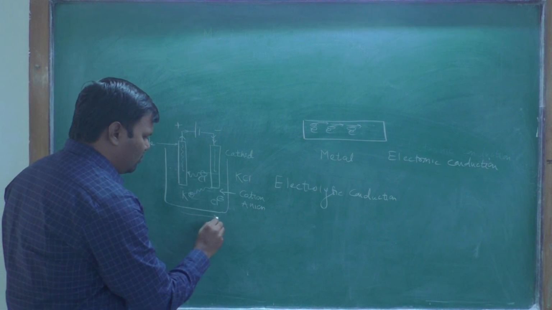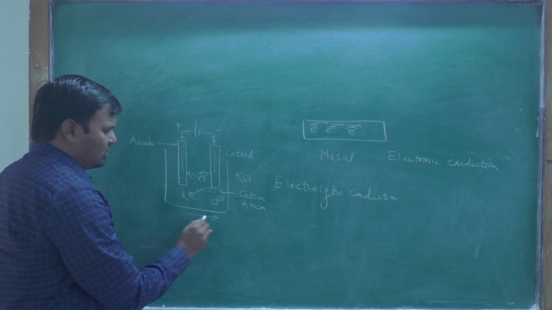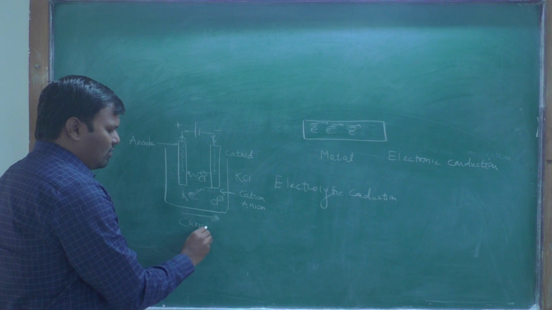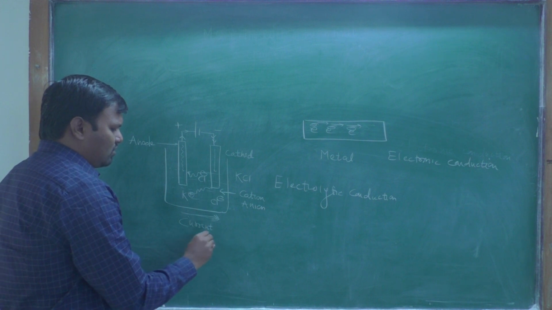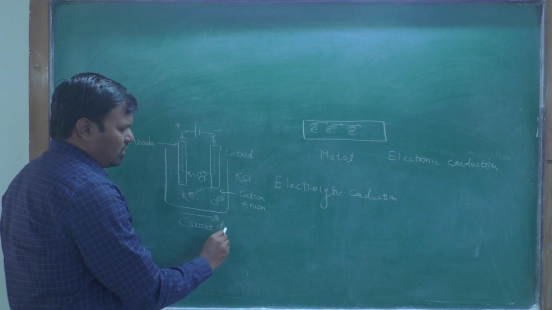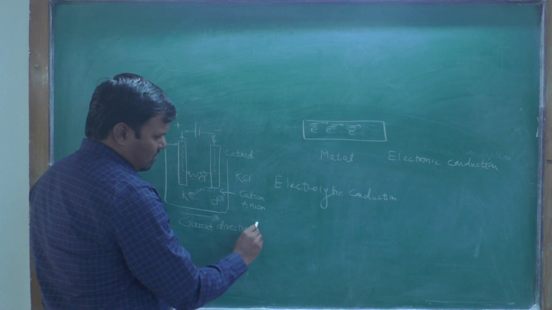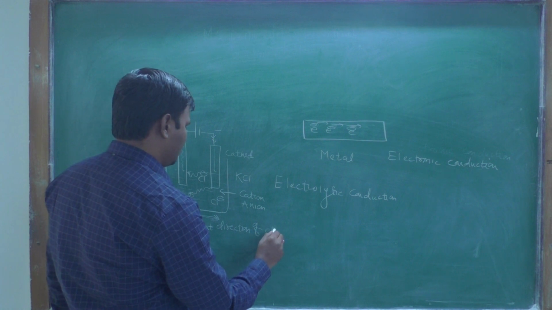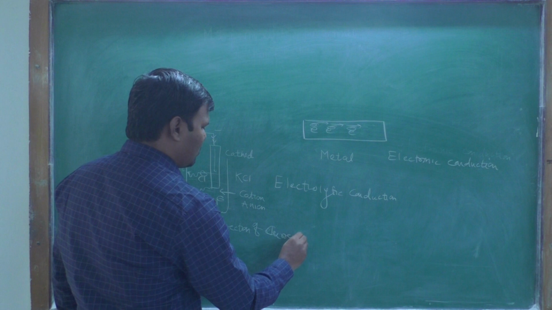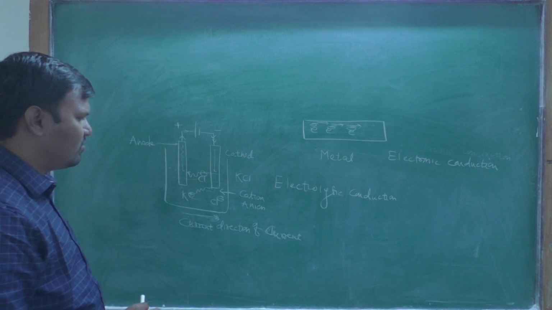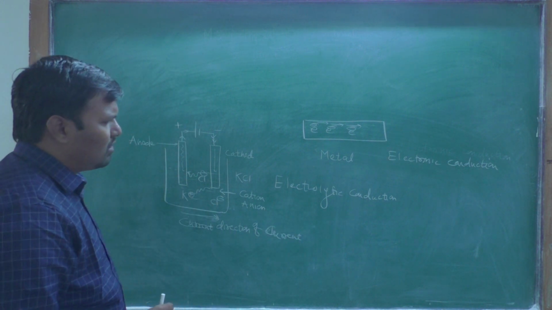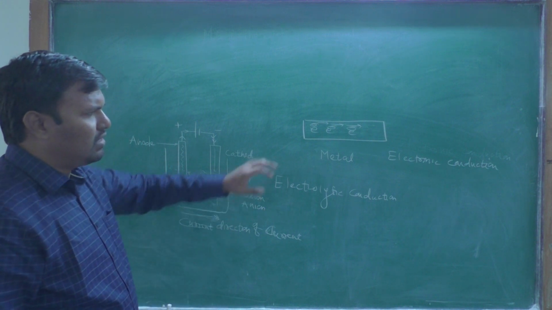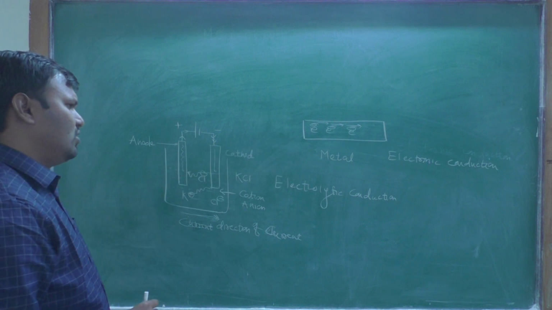In this way there is movement of electrons, and the direction of current by convention is opposite to the movement of the electrons. The direction of current or electricity is opposite to that. Therefore, that conduction is called electrolytic conduction, and this conduction is called electronic conduction.